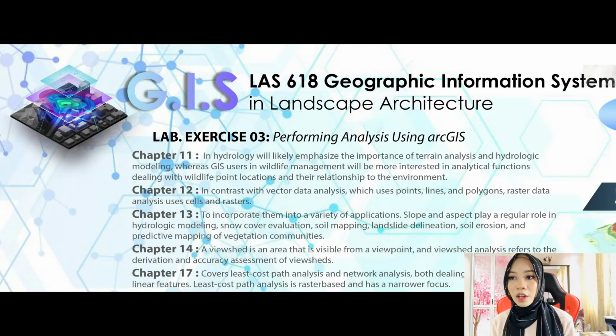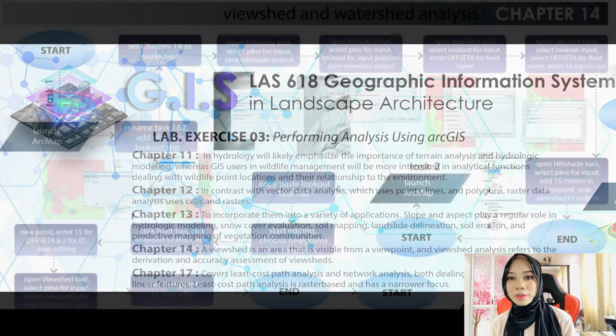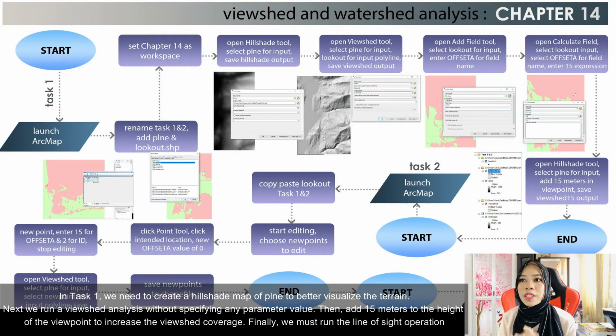In Chapter 14, a viewshed is an area that is visible from a viewpoint, and viewshed analysis refers to the derivation and accuracy assessment of viewsheds. In Task 1, we first create a hillshade map of PLN to better visualize the terrain. Next, we run the viewshed analysis without specifying any parameter values. Then we add 50 meters to the height of the viewpoint to increase the viewshed's coverage. Finally, we run the line of sight operation.